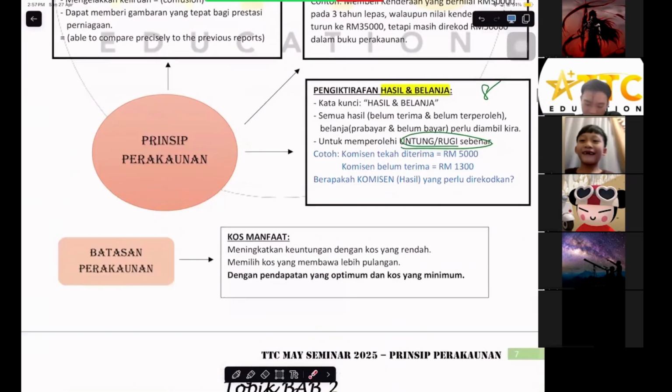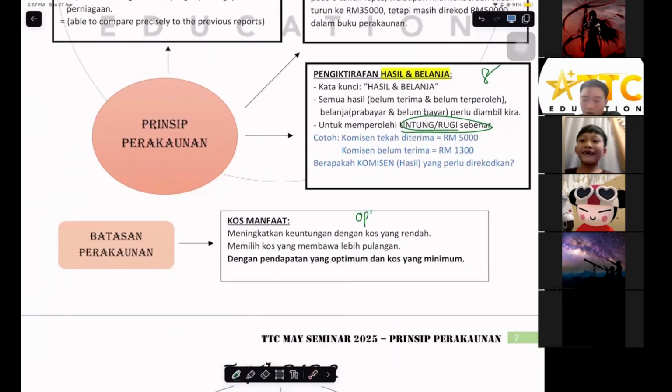Then lastly, cost manfaat is talking about some sort of options, and then you need to choose, and then you make decision which you think like this, the most happiest decision that will give you the most profit in return.